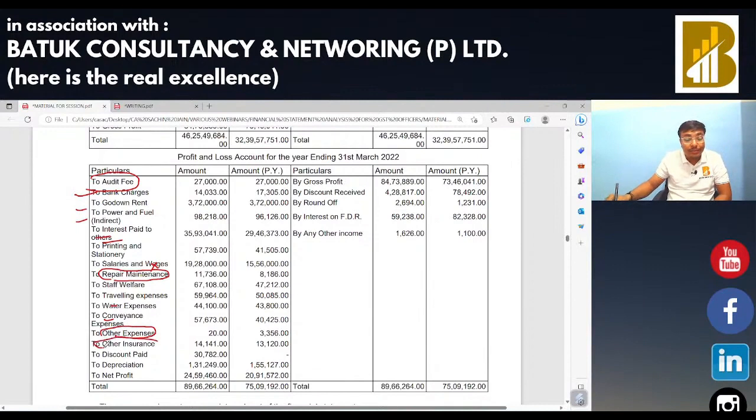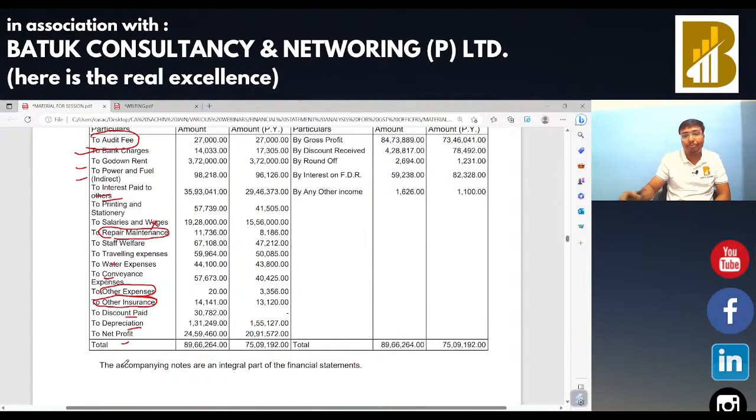For insurance, we need to check the nature of insurance, whether the insurance is of general nature or the insurance is of marine stock insurance. In that case, if the nature of insurance is general, input tax credit is not allowed. We need to check that the input is reversed or not. Discount paid, depreciation, net profit. Discount received, we need to check whether the discount is a financial discount or a trade discount.